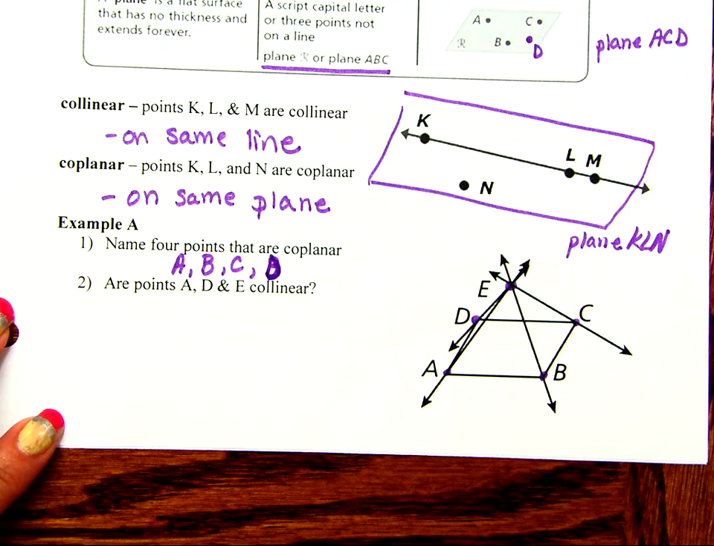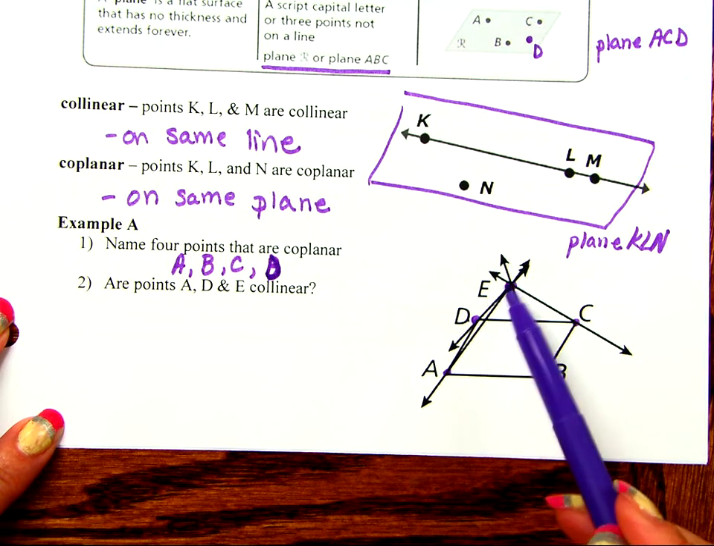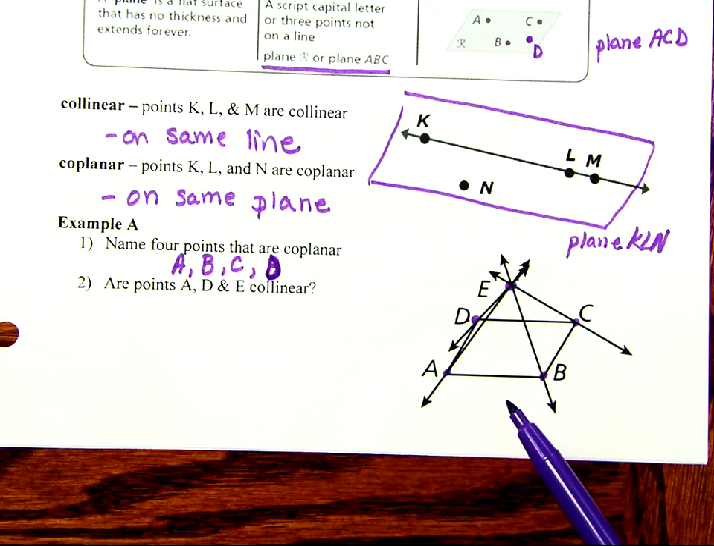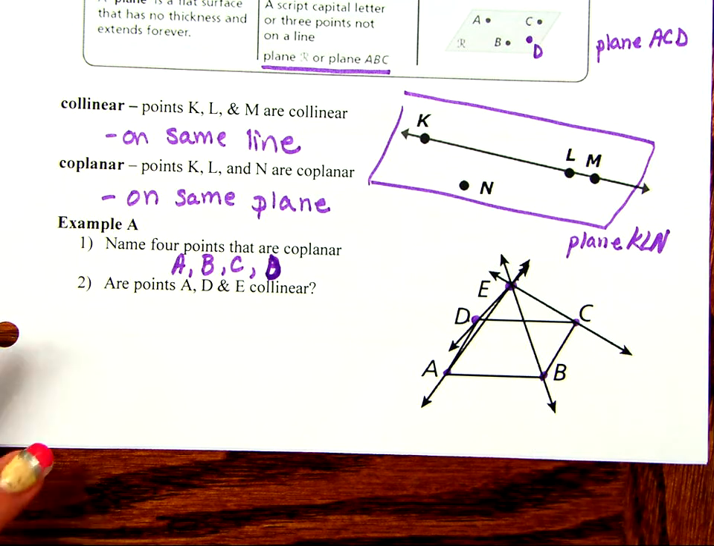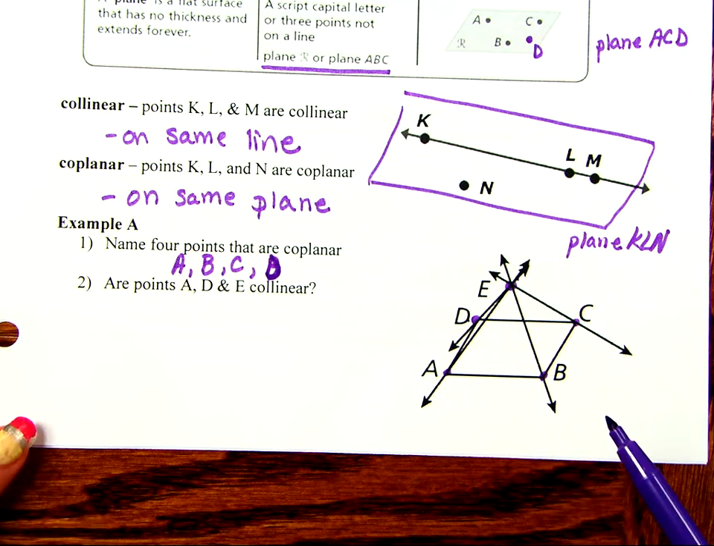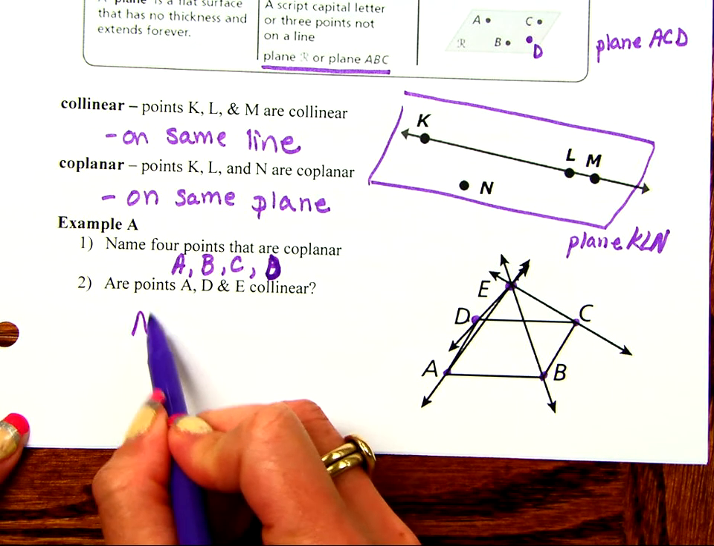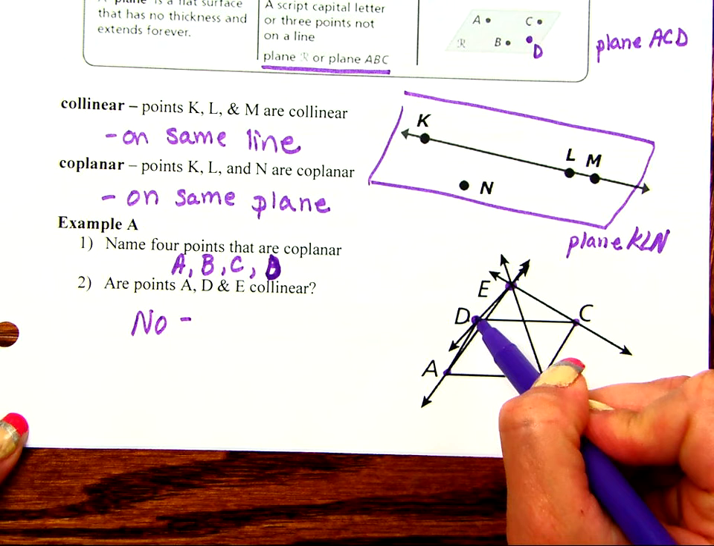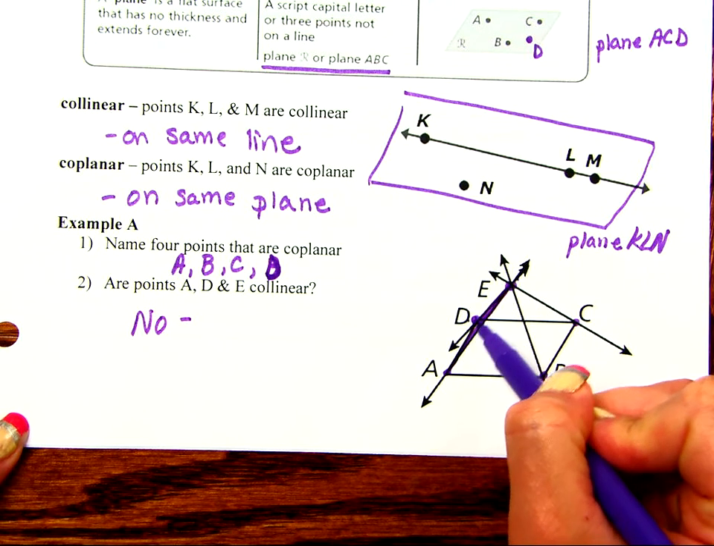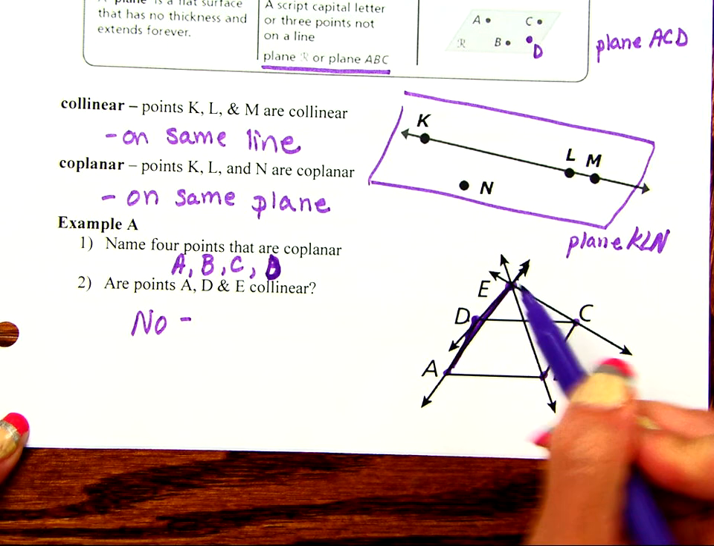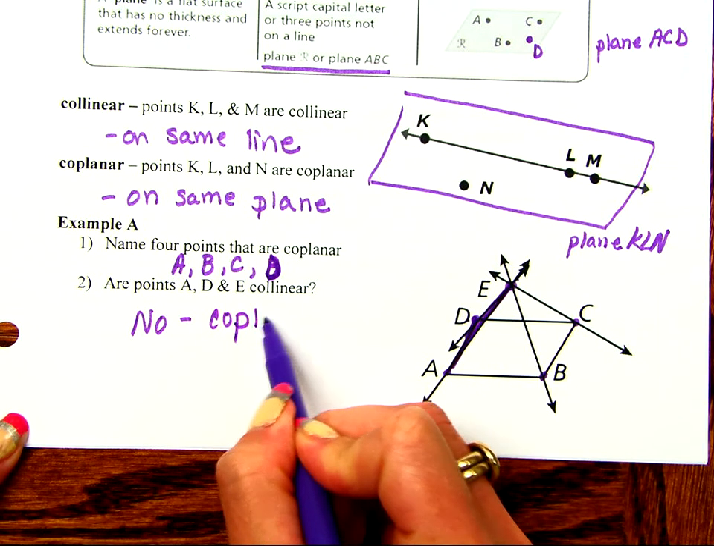Question 2 says, are A, D, and E collinear? Are points A, D, and E collinear? Well, collinear meaning they're in the same line. No, they are not going to be collinear, but if you see they are all on this side of the pyramid, I would consider them to be coplanar.